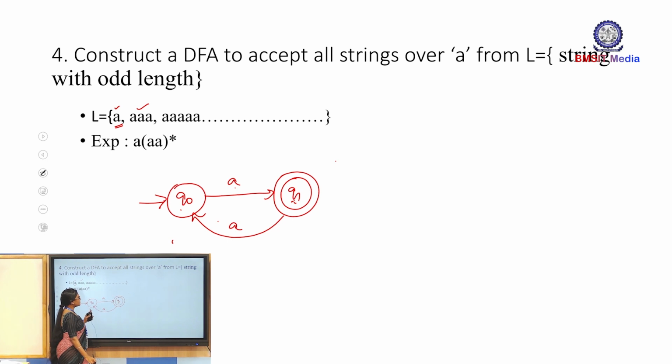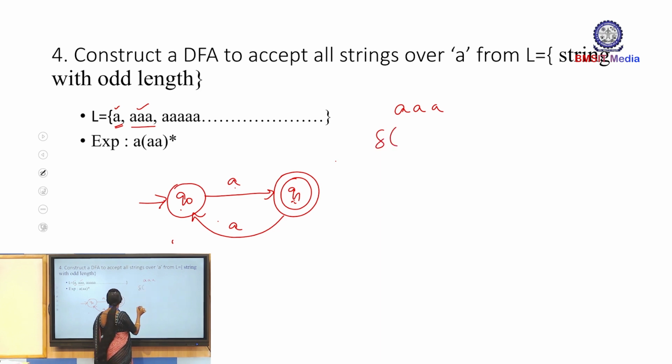Now let's see whether this DFA is accepting 3 A's. So we'll check with the transitions. I'm starting with Q0, which is the current state. On seeing the first A, you can see that it goes to the state Q1, right? Q1. Now again, Q1 becomes my current state.